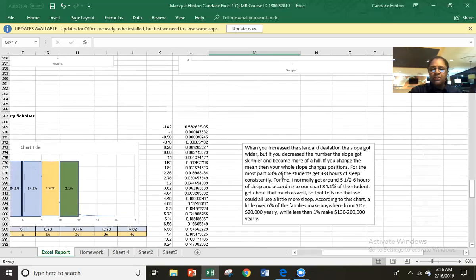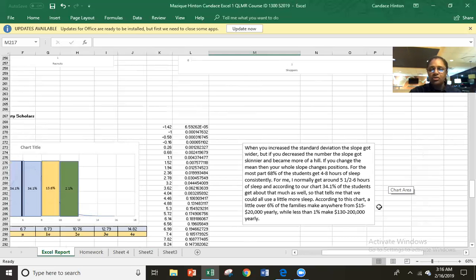For the most part, 68% of the students get 4 to 8 hours of sleep consistently. For me, I normally get around 5.5 to 6 hours of sleep. And according to our chart, 34.1% of the students get about that much as well. So that tells me that we could all use a little more sleep.